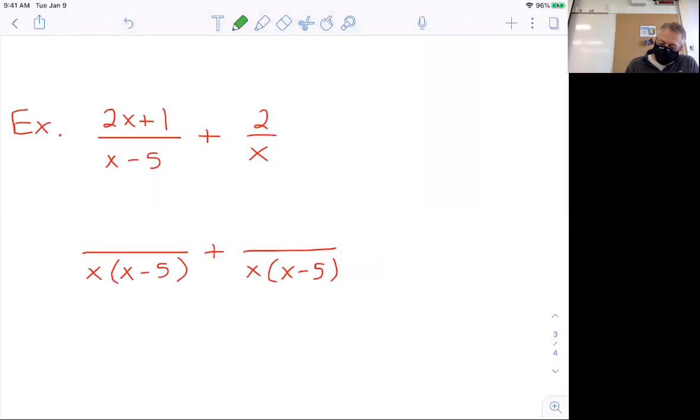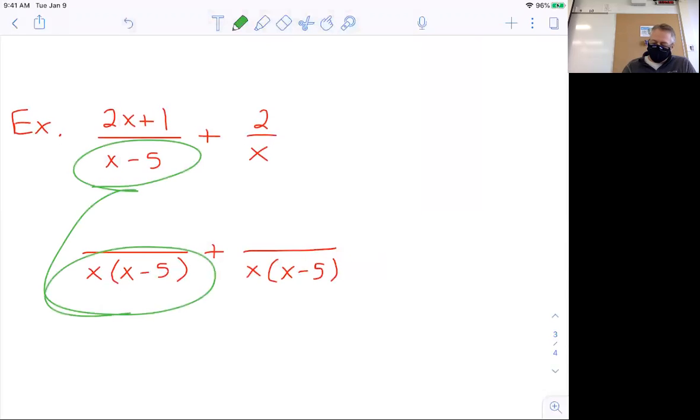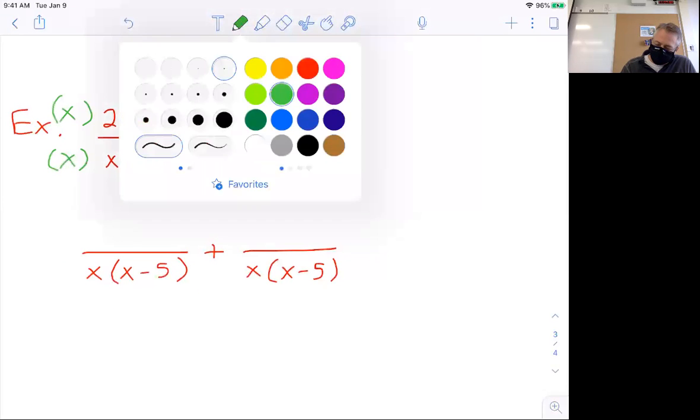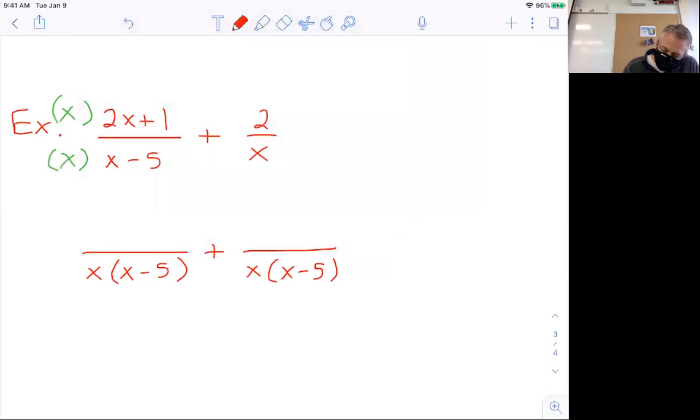All right, so on the left-hand side, I had to multiply the denominator by x. So I'll multiply the top by x. So don't forget to distribute that into 2x squared plus x. Okay, I did x times 2x and x times 1.